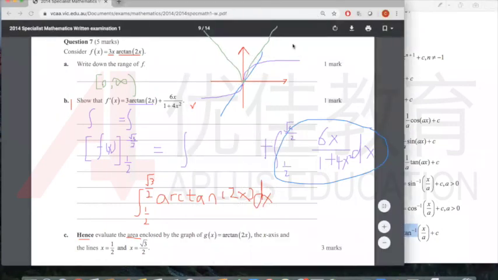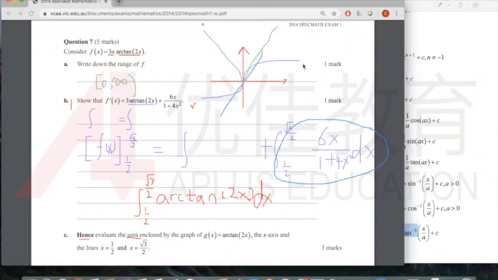The correct way to do this is to substitute the denominator with a new variable, let's say u. Let u be 1 plus 4x squared, and then use substitution to work out the integration of this one. Hope you've learned something from this video. Hope to see you again.